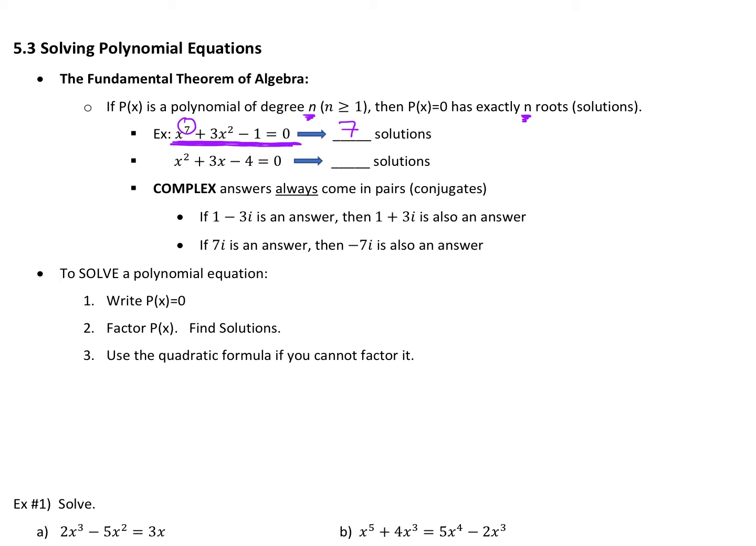How many solutions for x squared plus 3x minus 4 equals 0? 2. Okay. And we call them roots, or we call them solutions, or we call them zeros. They're all interchangeable here.